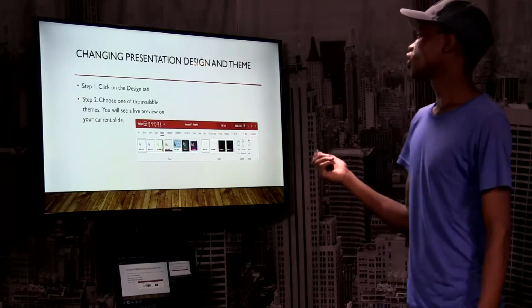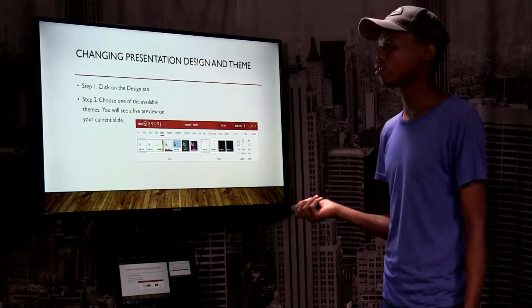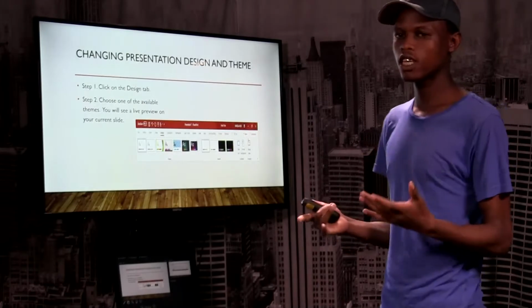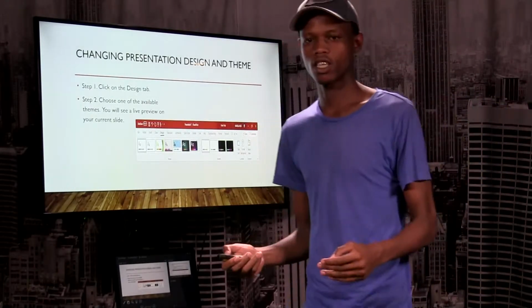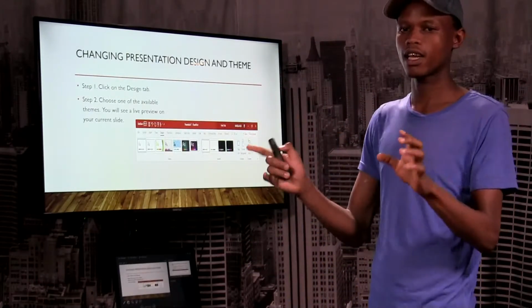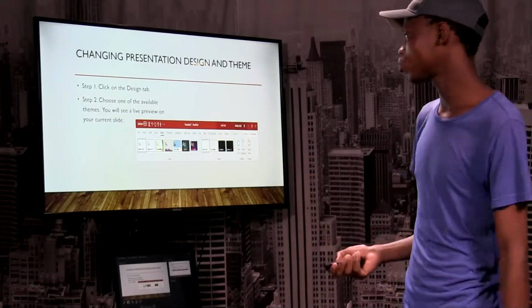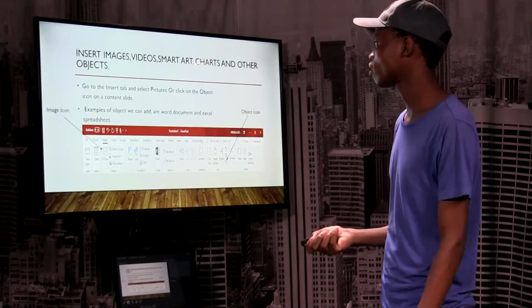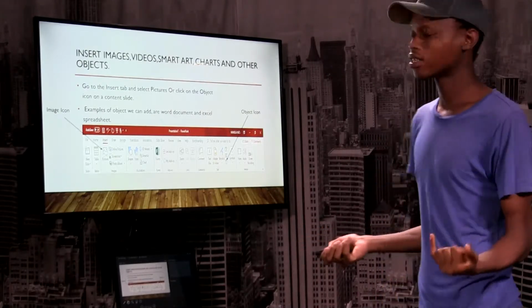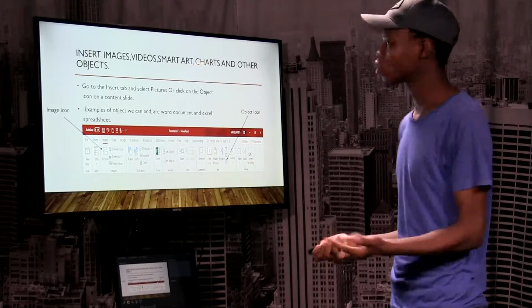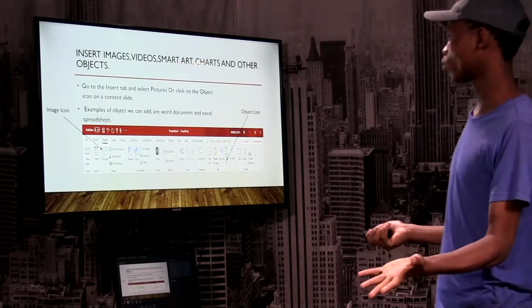And then changing a presentation design or theme. You can change the theme of a presentation inside a presentation. It means you can just change the layout and the design and then let your data go into a new design as you wish. Then the last one is how to insert images, videos, SmartArt, charts and other objects.